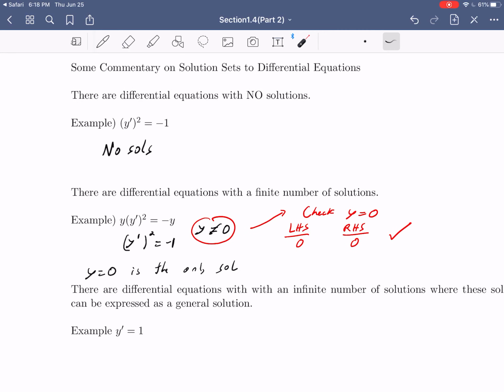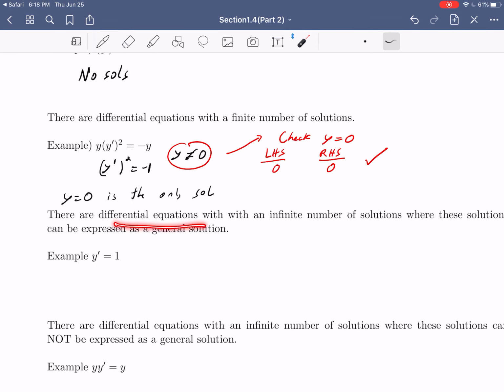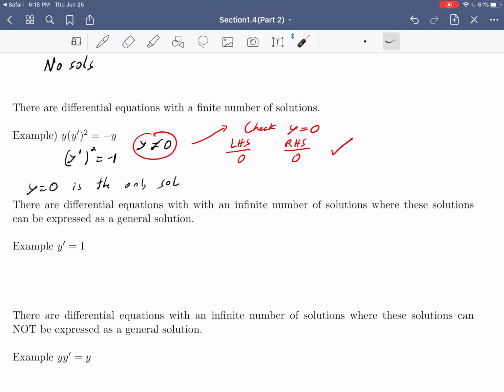All right, these are definitely weird cases. A lot of the ones that we've been doing have infinite solutions. So there are differential equations with an infinite number of solutions, where these solutions can be expressed as a general solution. This is the situation that we're always hoping for. We really like when things have a general solution.